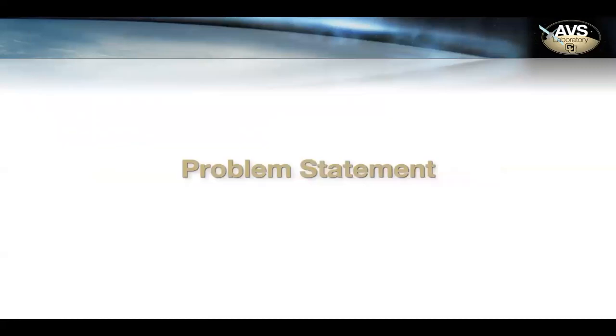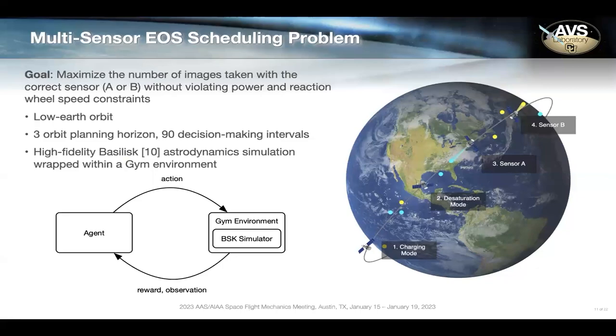So we're now going to get into the problem statement. We formulate a multi-sensor EOS scheduling problem where the goal is just to maximize the number of images taken with the correct sensor type. That would be either sensor A or sensor B, without violating our power and reaction wheel speed constraints. In this problem, we have a spacecraft in low Earth orbit operating over a 3-orbit planning horizon, which is quite short, but that's broken into 90 decision-making intervals.